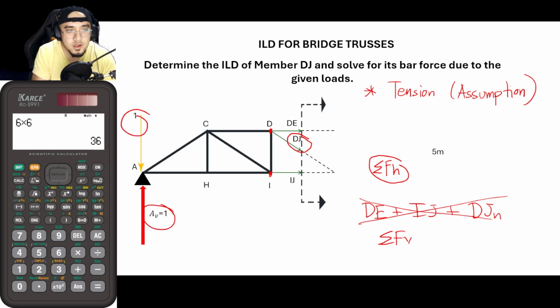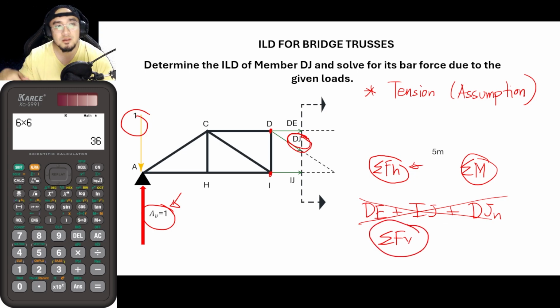And since we have already solved for the value of AV earlier, we only have one unknown. Okay? So take note that this method is actually a case-by-case basis. In some cases, summation of forces horizontal is more preferred. In some cases, summation of moment is more preferred. And in some cases, just like in our case now, summation of forces is preferred, again, in order for you to solve for the member DJ.